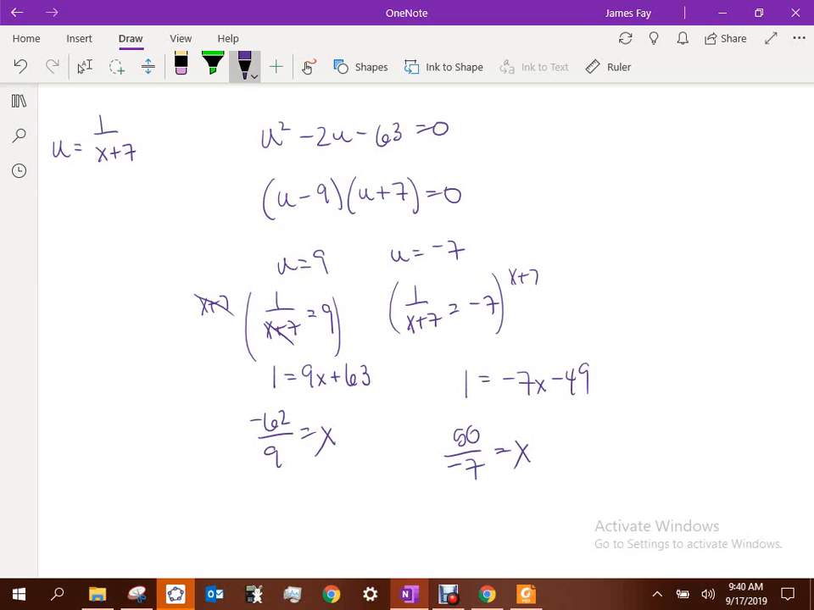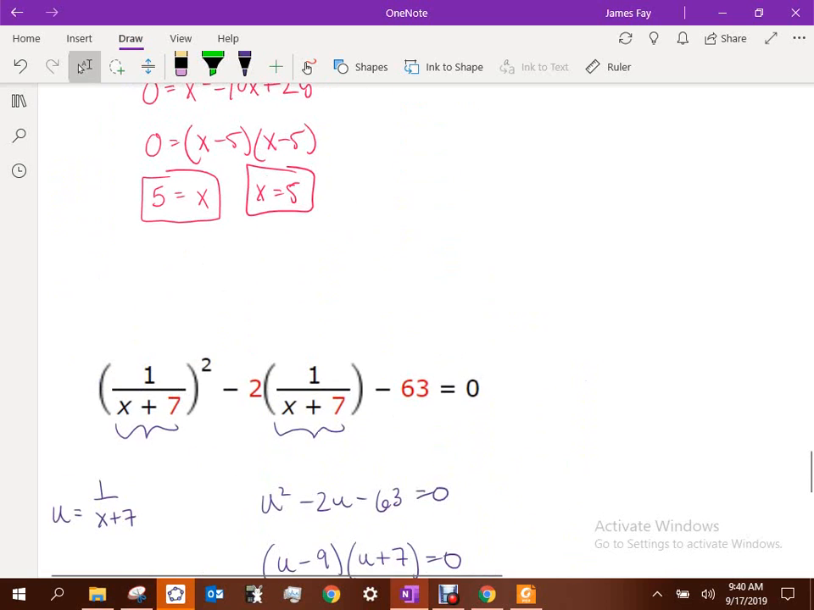The only thing you have to be cautious of: was there division in my original problem? If I come up here, there is division in my original, right? What is the only number that cannot be put there? Negative 7. I cannot have 0 in the denominator, and negative 7 would make those denominators 0. Were either of my answers negative 7? Nope, so we're good.